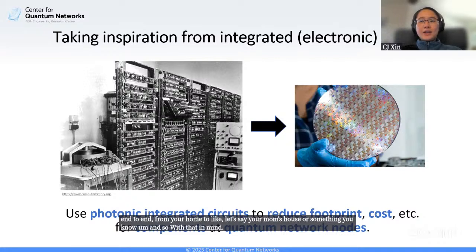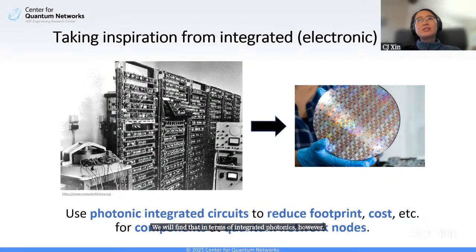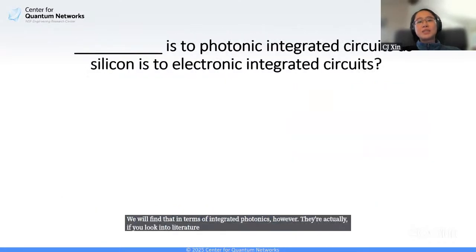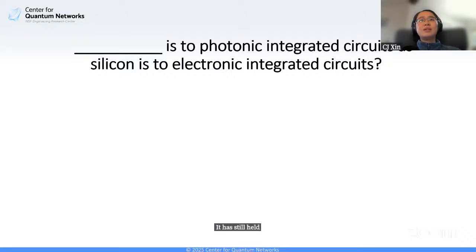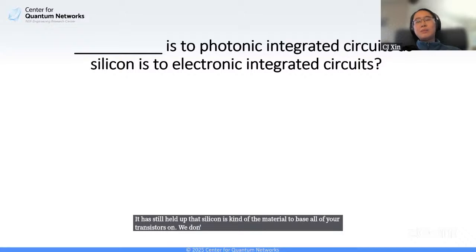we will find that in terms of integrated photonics, if you look into the literature, there's actually a lot of materials that people have been studying and exploring to make these integrated photonics. And so it's unlike in electronic integrated circuits, where after many decades of research it has still held up that silicon is the material to base all of your transistors on. We don't really know yet what would be the best material to make photonic integrated circuits out of.